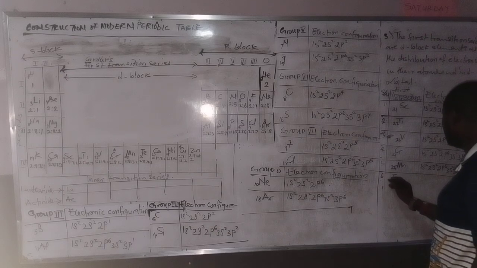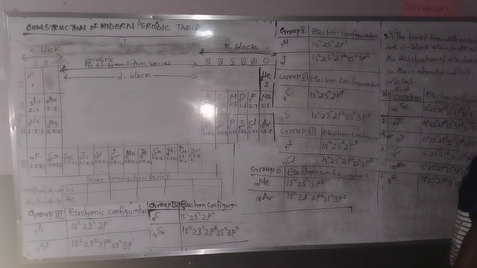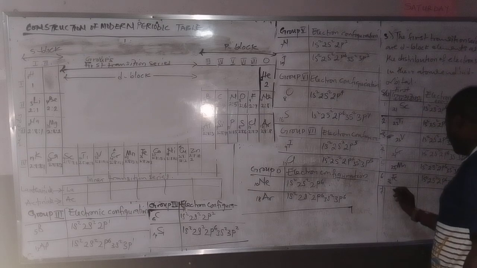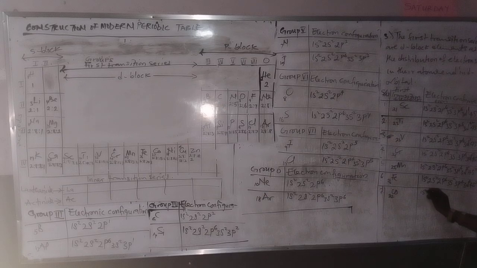The next one is iron, Fe26. This is 1s2, 2s2, 2p6, 3s2, 3p6, 3d, 4s2. Then you put 6 here. So that is that. Then number 7, after iron, we have cobalt. Cobalt 27: we have 1s2, 2s2, 2p6, 3s2, 3p6, 3d, 4s2. Then you have 7 here.